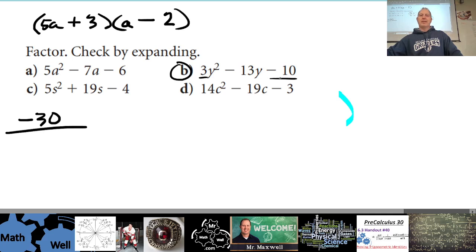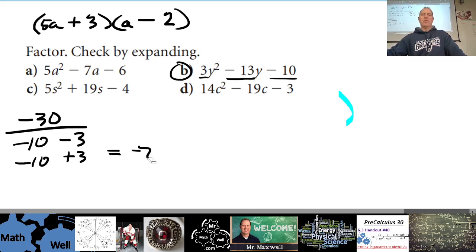So negative 30. Does everybody see that? 3 times negative 10. So what are the factors of negative 30 that get us to negative 13? Somebody said minus 10 and minus 3. Those are not factors of negative 30. Those are factors of positive 30. So that's a tricky one. Okay, negative 10 and positive 3, that gets us to negative 7.